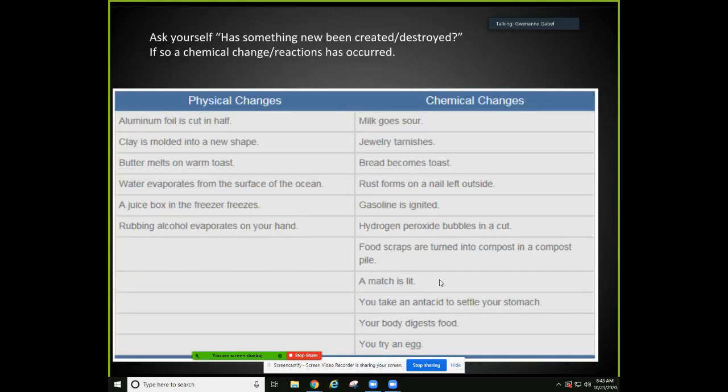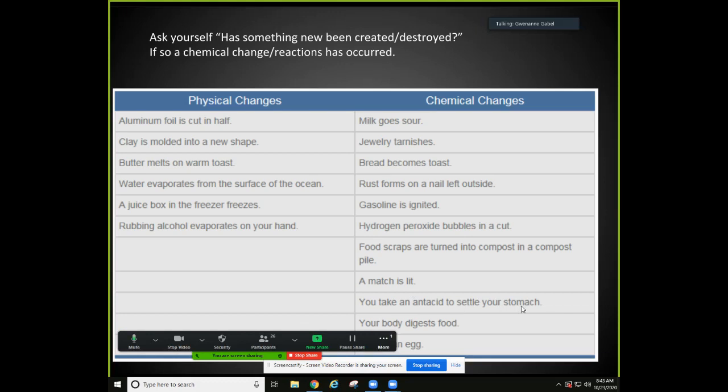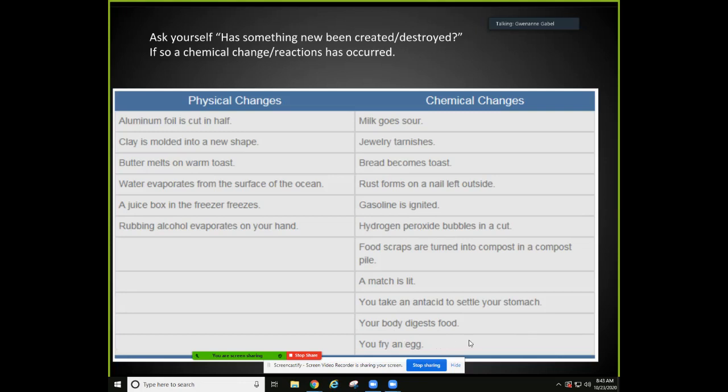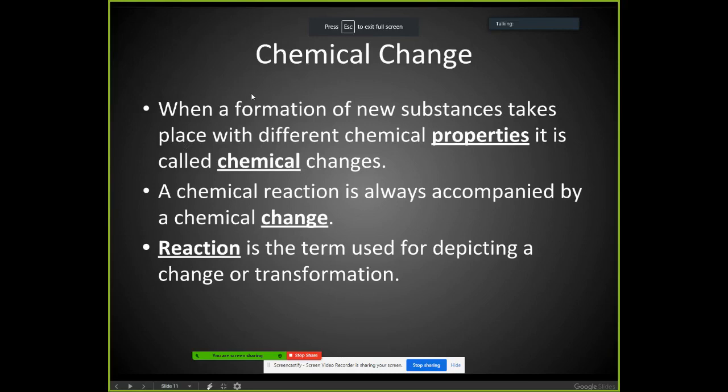We lit a match on fire and took an acid to settle your stomach. Digestion is a chemical process. And then frying an egg. Okay, we're cooking it. When you cook something, not when you melt something, but when you cook it, like bread and toast, baking a cake, those are going to be chemical. Okay, so a chemical change is the formation of a new substance. That is the key. Formation of a new substance. New substance is created. When you have something brand new after a reaction, it is chemical. Okay, it's going to have different properties.